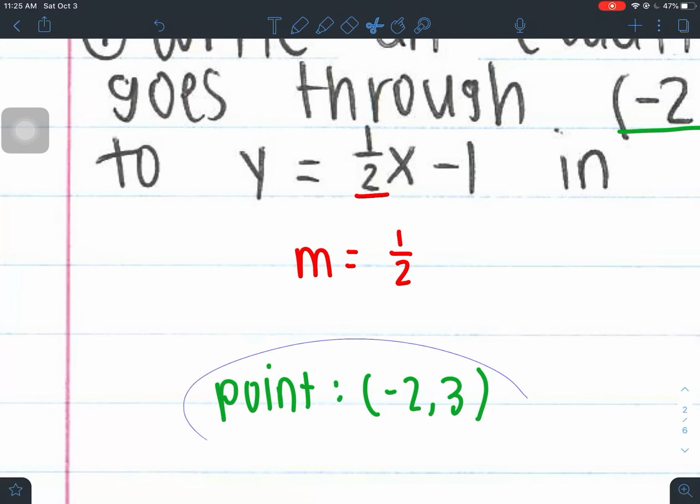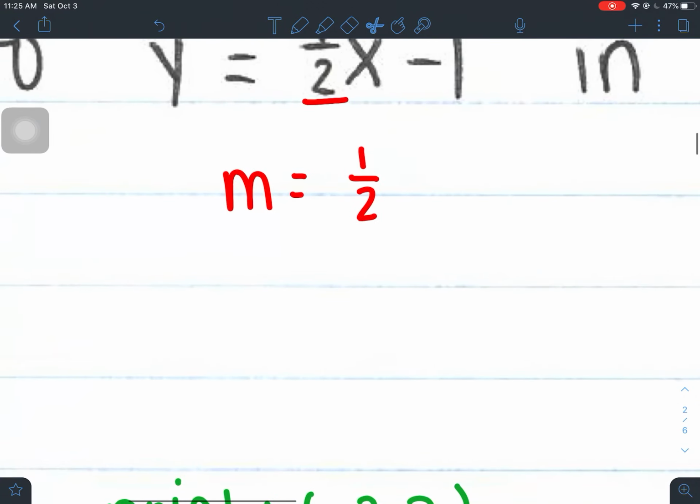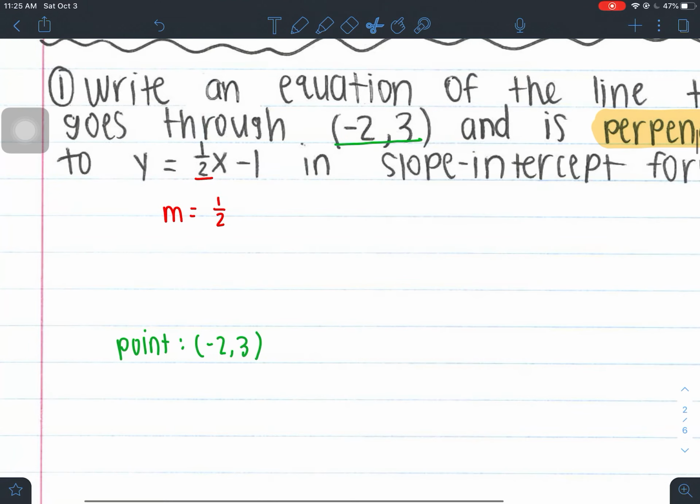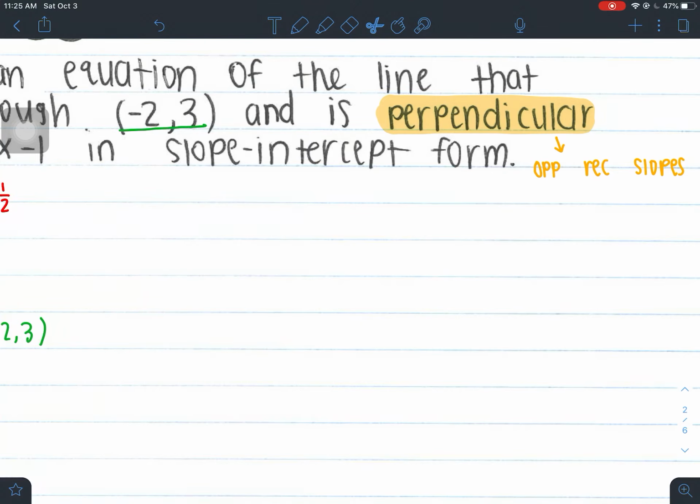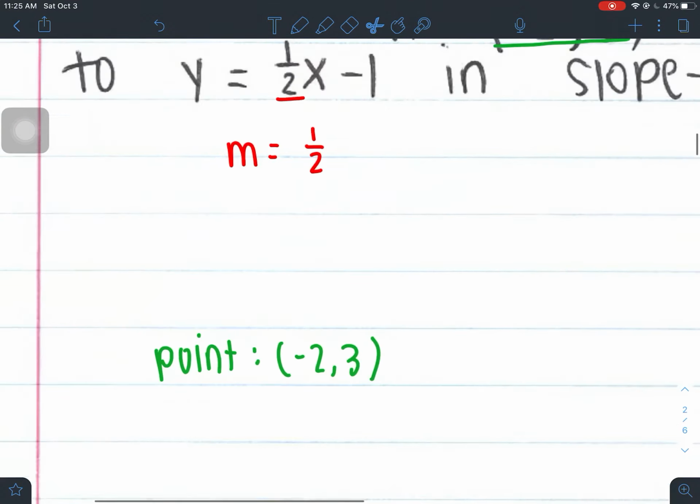The question is, I'm going to move this down. Would I use this slope to create my new line? The answer is no. Why would I not use the same slope? Well, if I use the same slope, what kind of line are you making? You're making a parallel line. And what kind of line are they asking you to make? They're asking you to make a perpendicular one. Perpendicular lines do not have the same slope.